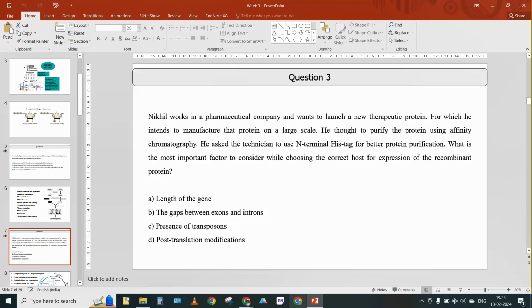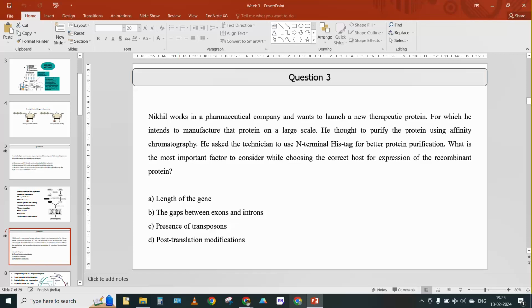Is it the length of the gene, or the gaps between the exons and introns, or the presence of transposons, or lastly, post-translational modification? So, would anyone like to answer this with some strong proofs? Gaps between exons and introns, actually, because exons are the coding part of the DNA, introns are the non-coding part. So if you remove the non-coding part of the DNA, then the coding part of the DNA will form the protein actually.